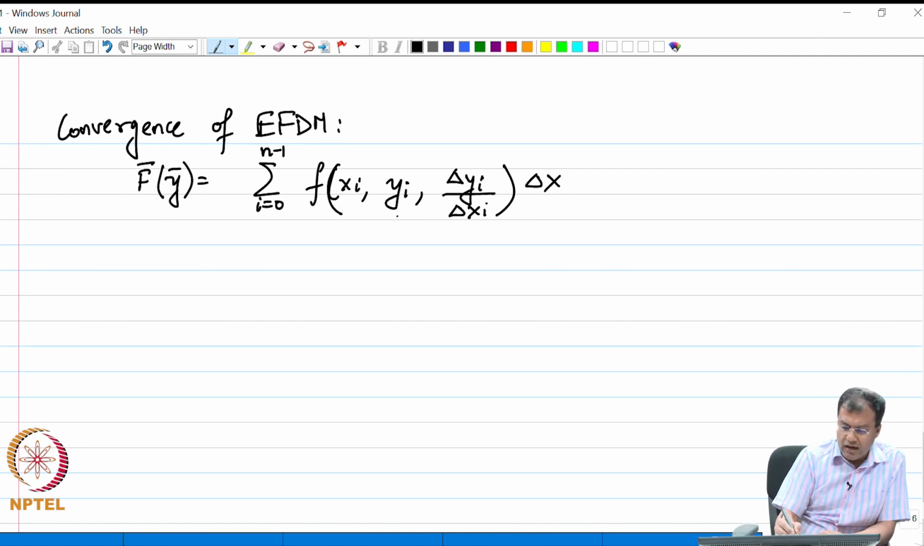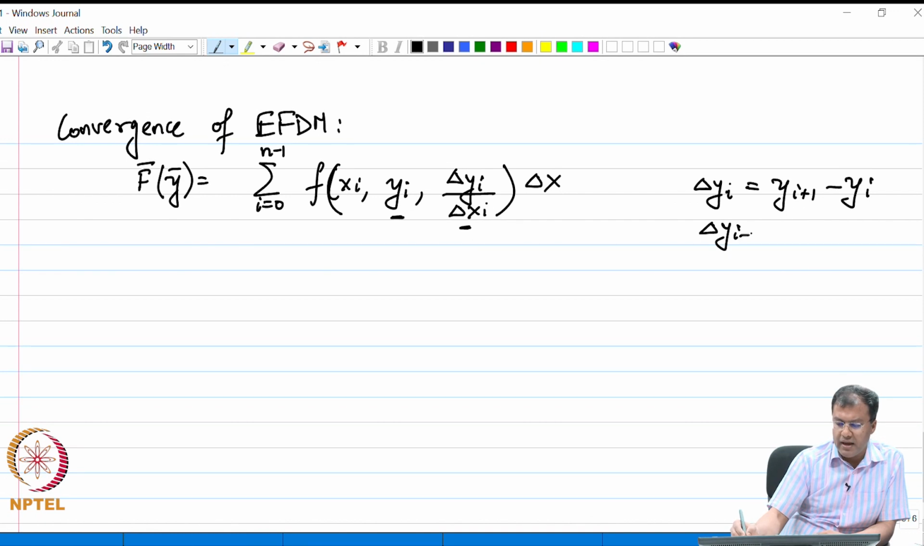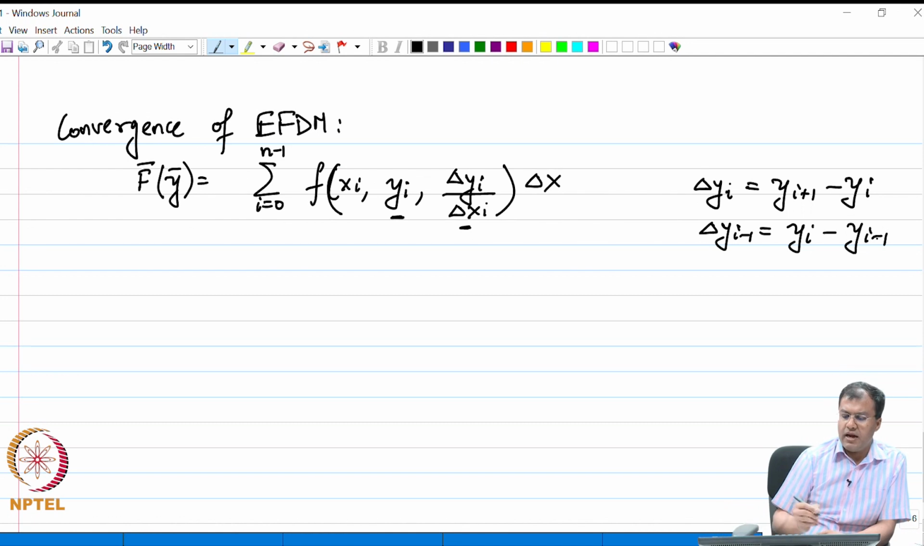Notice that y_i appears in this argument, and also y_i appears in this argument because my delta y_i is y_i plus 1 minus y_i, and also it appears in delta y_i minus 1 because that is delta y_i minus y_i minus 1, right. So, if we want to differentiate with respect to the variable y_i for this function, it appears in 3 places, one in the second argument and twice in the third argument as follows, right.